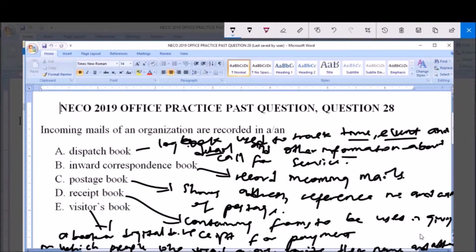Now, the question says incoming mails of an organization are recorded in B, inward correspondence book. Remember, I said inward correspondence book is a book used to record incoming mails. This inward simply means incoming, and this correspondence simply means written communications like reports, circulars, letters, memoranda, telegrams, notes, postcards, emails, etc. So therefore, incoming mails are recorded in an inward correspondence book, and that is option B.